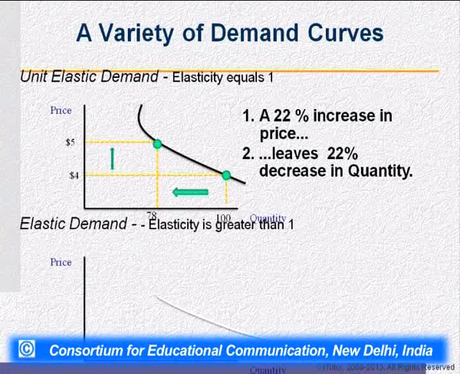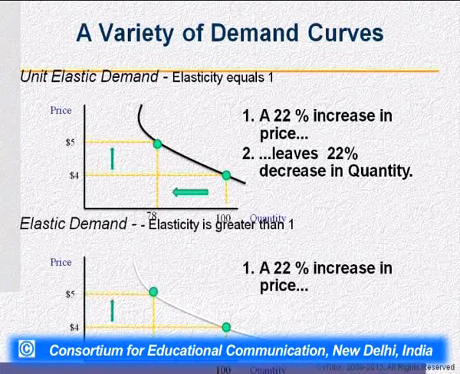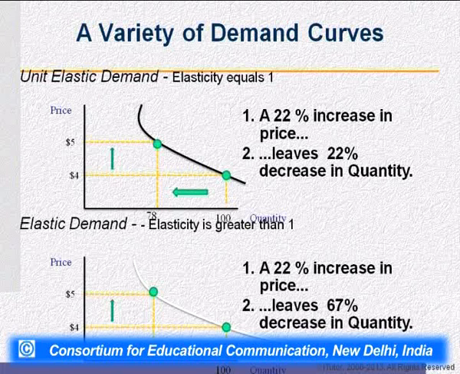Now the last feature is elasticity greater than 1, where a 20% increase in price leads to a 67% decrease in quantity. The price increased by 22%, but the impact on demand was 67%. So elasticity is greater than 1.